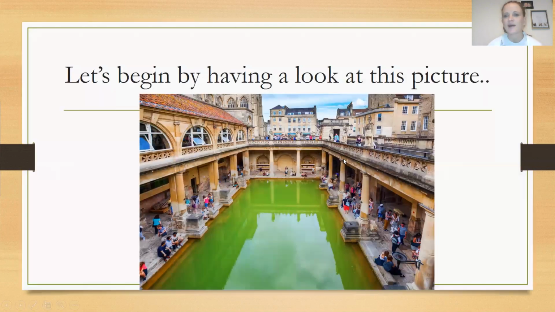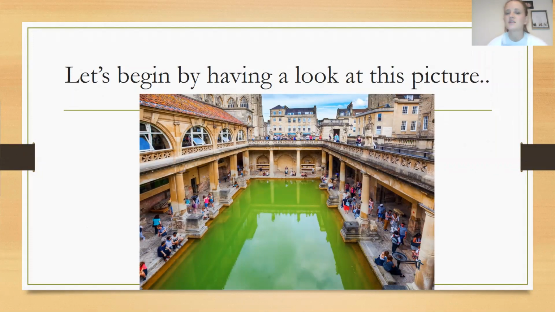So let's begin by having a look at this picture. So this picture, obviously, we know is from Bath in England. We did previously look at the Bath itself on using Google Maps. You can go and have a look at it. You can also find some virtual tours online that you can have a better look around.